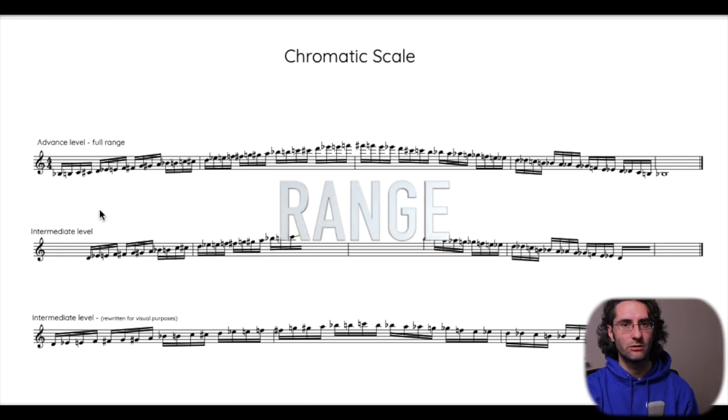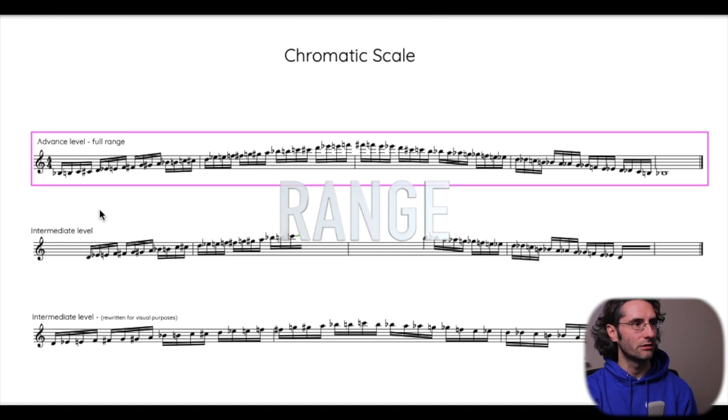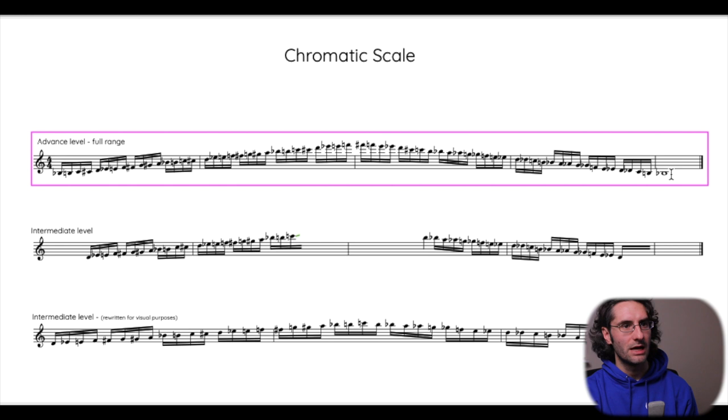So this is what we're gonna do. We're gonna take the full range chromatic scale, which goes from low B flat all the way up to top F sharp and then back down. That's what we're gonna work on.